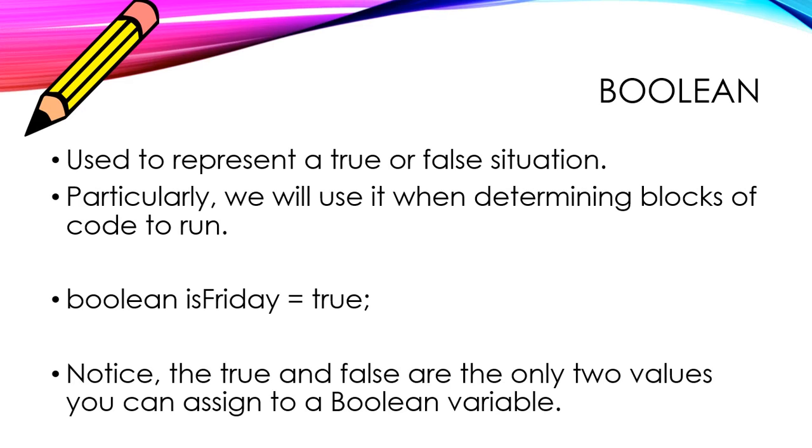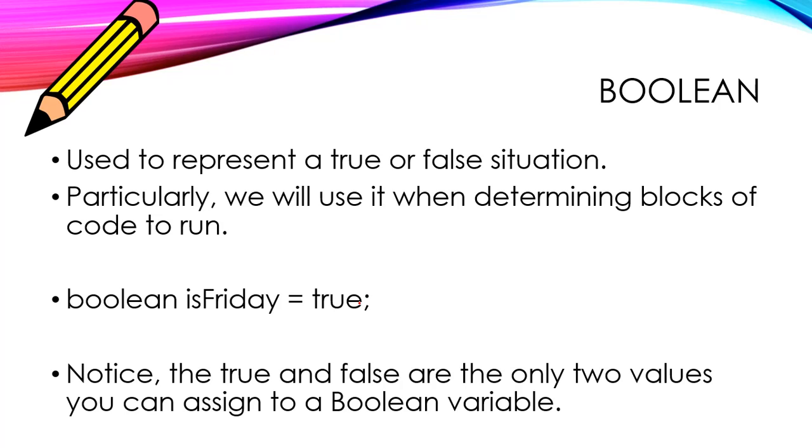The next data type that we want to talk about is known as a BOOLEAN. Now, I know it sounds kind of weird, but BOOLEAN. It's used to represent a true or false situation. It's named after Robert Boole, actually. There's an entire branch of mathematics based on his information. So particularly, we're going to use this when we're determining blocks of code to run. So I have a Boolean that I've made here. Notice it's called isFriday, and I set it equal to true. So notice true and false are the only two values you can assign to a Boolean variable.